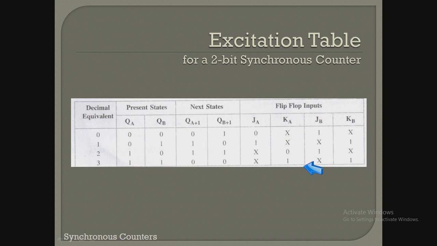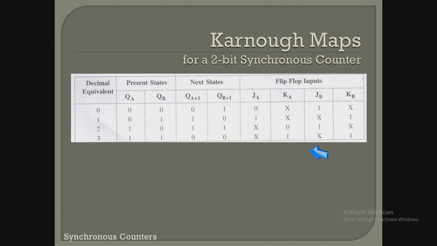First of all, you complete this table. Now after completion, we design the flip flop inputs. We design Karnaugh maps of all these columns, separately: one for JA, one for KA, one for JB, and one for KB. That means we need 4 Karnaugh maps. So let's draw first the Karnaugh map for the first input, JA.